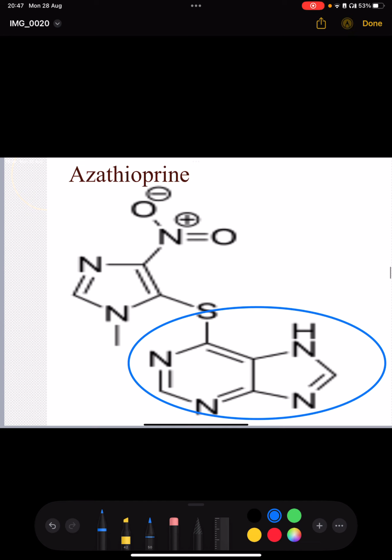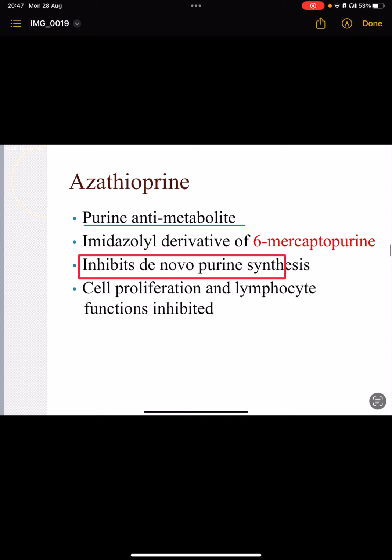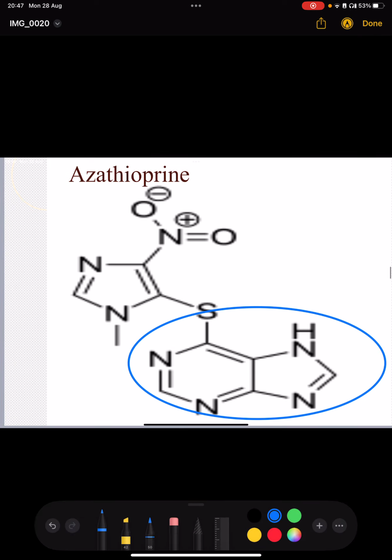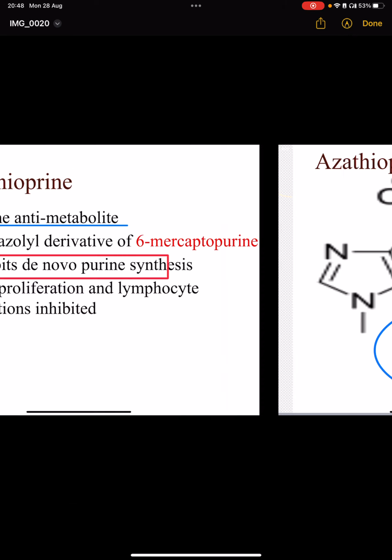So, a purine is attached to azathioprine. That is why it is an imidazolyl derivative of 6-mercaptopurine. Mercapto is simply this sulfur over here. It is a derivative of 6-mercaptopurine. So, this is a purine. This is its sixth carbon, the sixth position of the purine ring, and SH would be attached over there. This is the mercapto group. 6-mercaptopurine would be this one, SH attached to the sixth position, but it is an imidazolyl derivative.